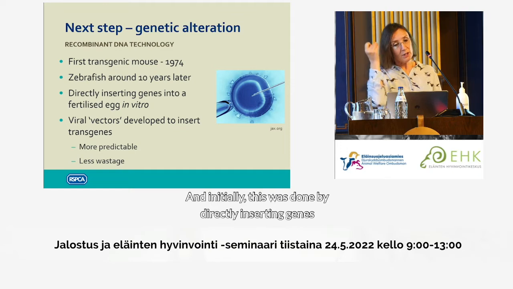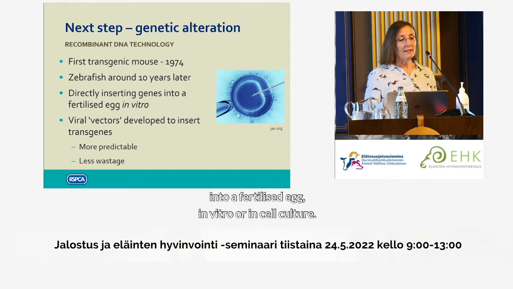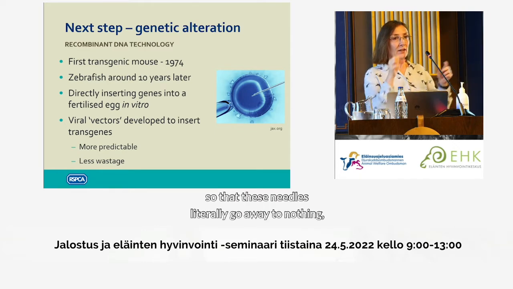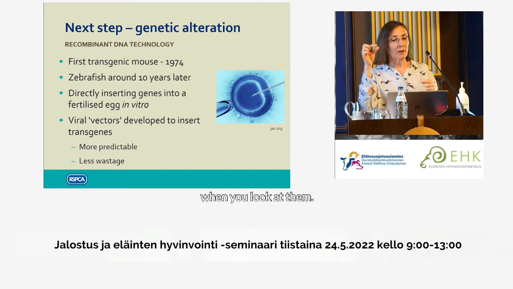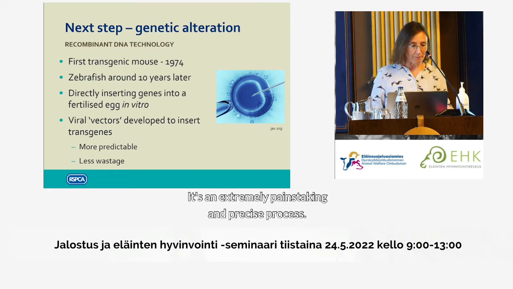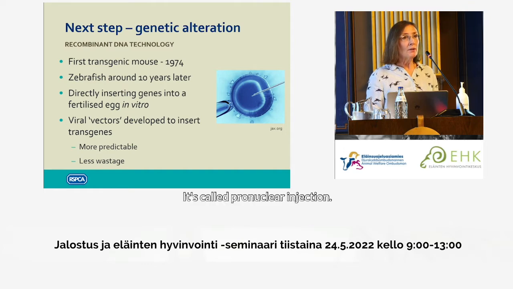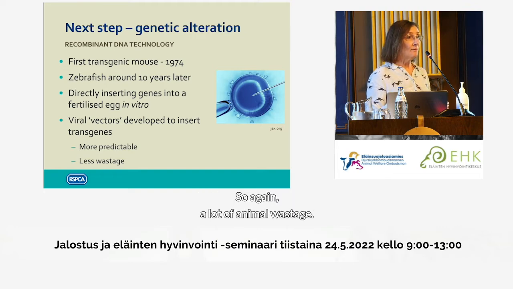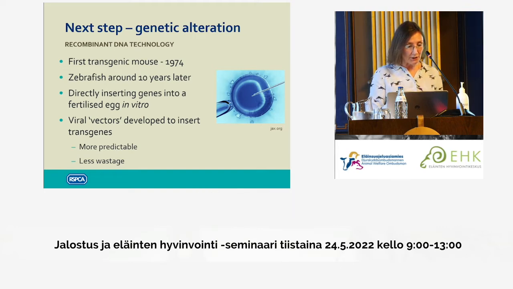And initially this was done by directly inserting genes into a fertilized egg in vitro or in cell culture. And you can see a picture of it occurring there. So these needles literally go away to nothing when you look at them. It's an extremely painstaking and precise process. It's called pronuclear injection. Initially, the success rate of this was around 3 to 5%. So again, a lot of animal wastage.